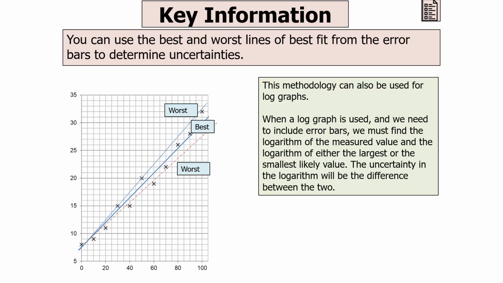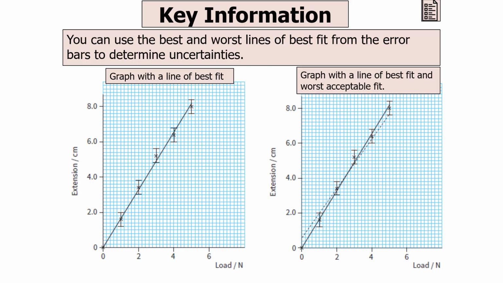Now, this methodology can also be used for log graphs. When a log graph is used, we need to include error bars, and we must find the logarithm of the measured value and the logarithm of either the largest or smallest likely value. The uncertainty in the logarithm will therefore be the difference between the two. Now, as you can see here, in this information we have a graph with a line of best fit and a graph with a line of best fit and worst acceptable fit.